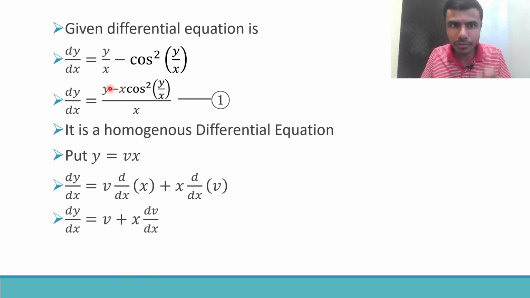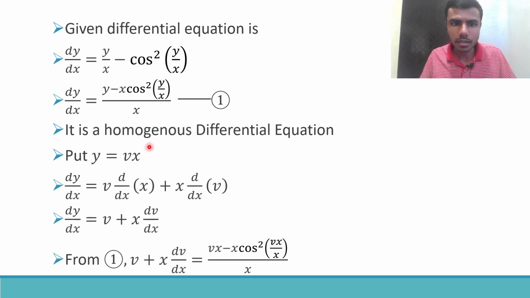Next, wherever you see y, here there is a y and here there is a y, in place of that, just put vx. That's how I'm going to proceed regarding the solution. So in equation 1, I'm going to put y as vx and dy by dx as this. Instead of dy by dx, I got v plus x dv by dx, and in place of y, I put vx. Now within this bracket, x and x would get cancelled. I am left with cos square v.